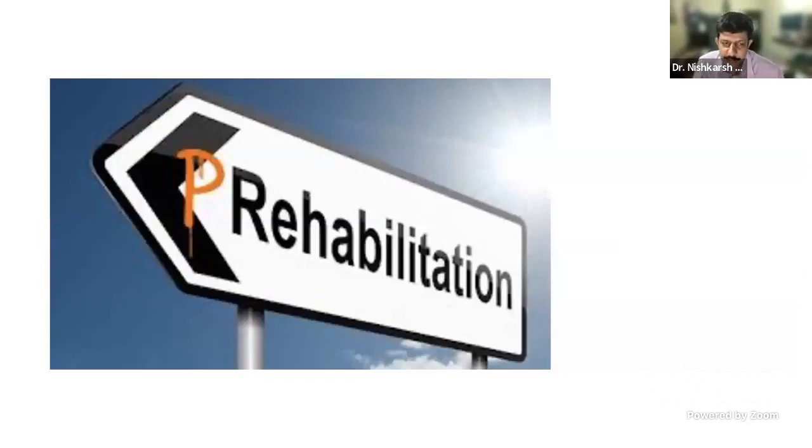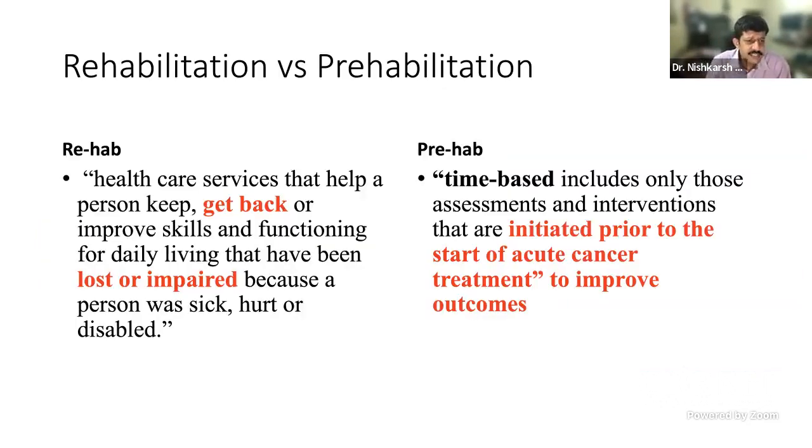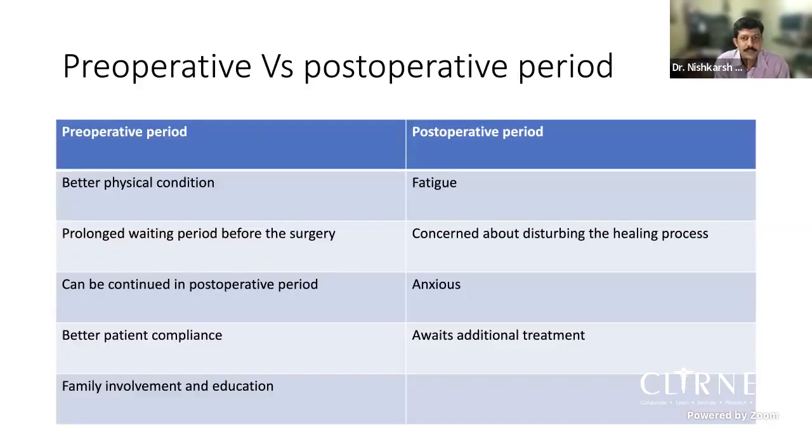Now, how is it different from rehabilitation? So rehabilitation is healthcare services that help a person get back or improve skills. So basically once the surgery is done, once the intervention is done, then a lot of interventions are done to overall improve the functioning for daily living, which may be hampered because of the procedure which is done. While prehabilitation is time-based and includes only those assessments and interventions that we start before the acute management for cancer treatment is done, to improve outcomes. So this is done before the procedure, and essentially rehab is done after the procedure.